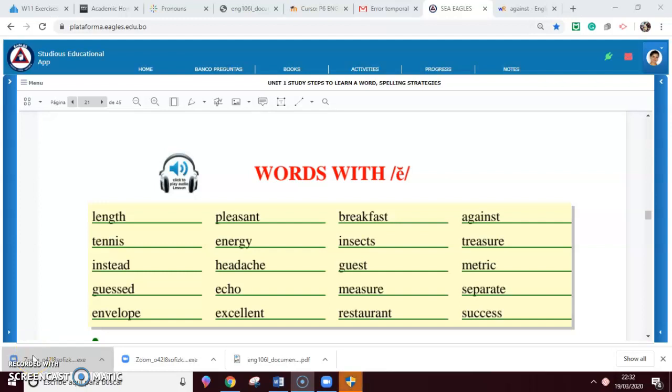Today we'll be looking at Unit 1, Lesson number 3, words with the short sound E spelled E. And some of the words that we're going to learn today are length, tennis, instead, guest, envelope, pleasant, energy, headache, echo, excellent, breakfast, insects, guest, measured, restaurant, against, treasure, metric, separate, and success.